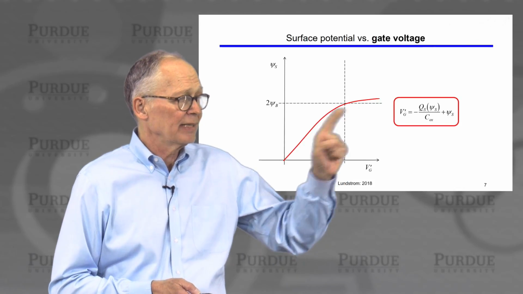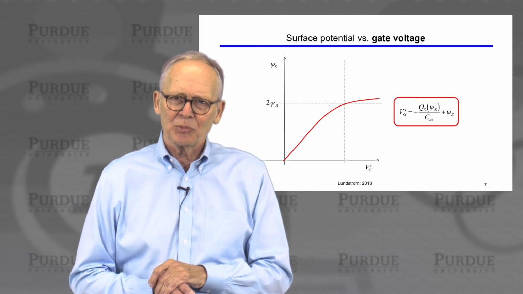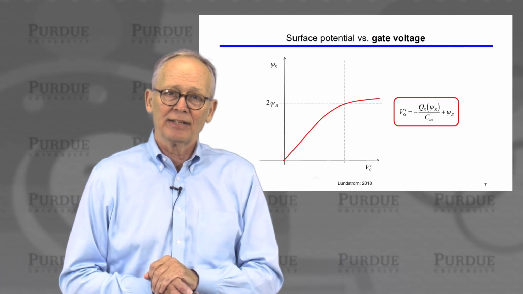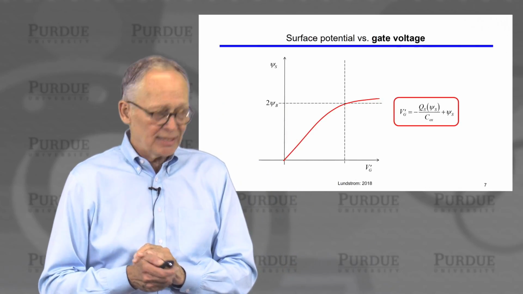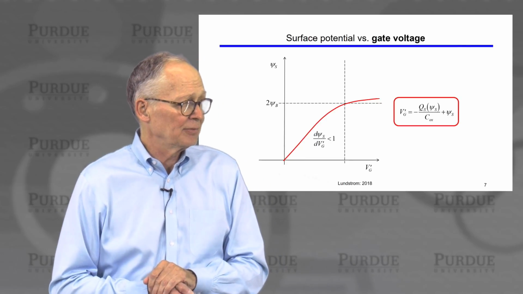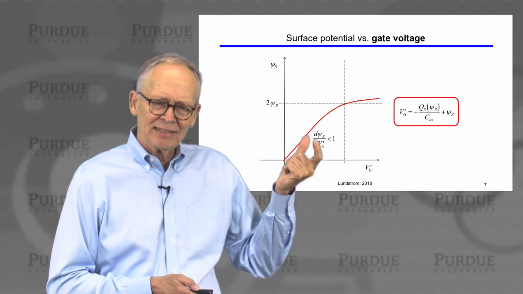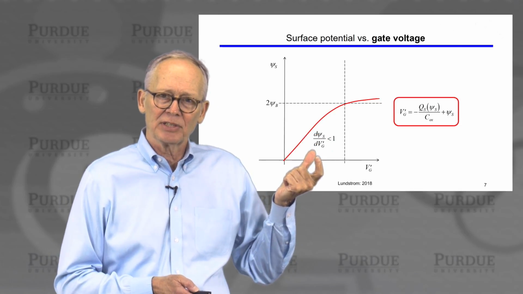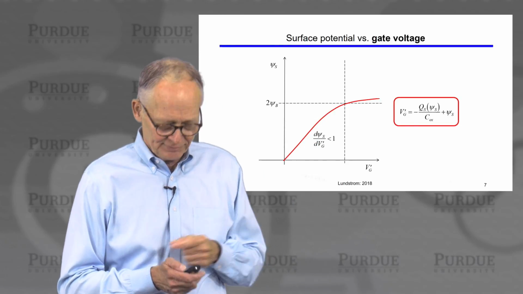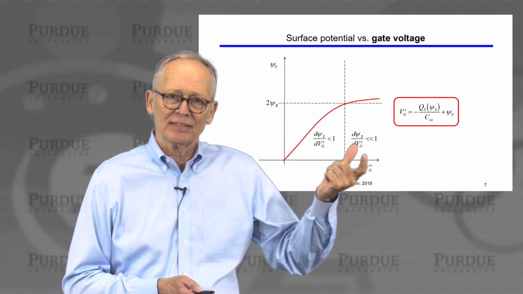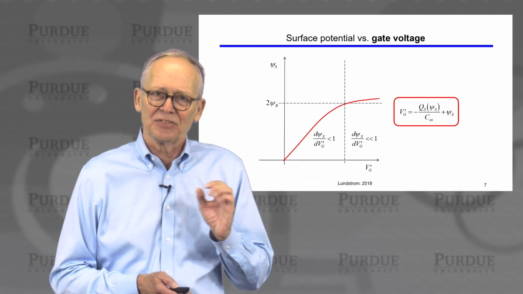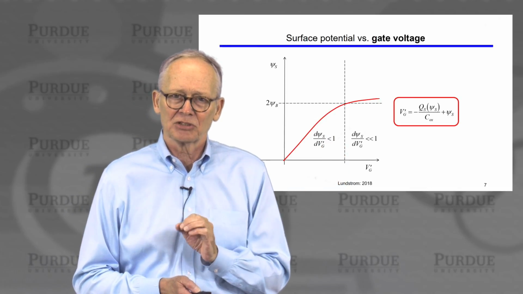Now, when we hit a critical potential, when we've bent the bands by 2ψB and created an inversion layer, suddenly it becomes much, much harder to increase the surface potential as we increase the gate voltage. Down in this regime, the derivative of the surface potential with respect to the gate voltage is less than 1, but relatively close to 1. Up here in this region, the change of the surface potential with gate voltage is very small. It's very hard to change the surface potential by much more.